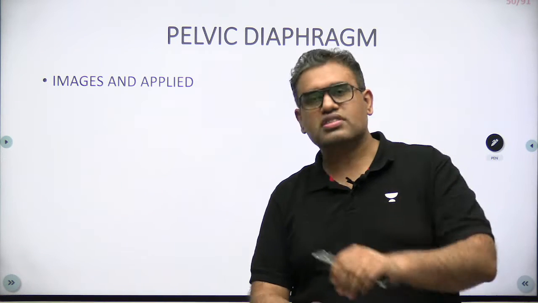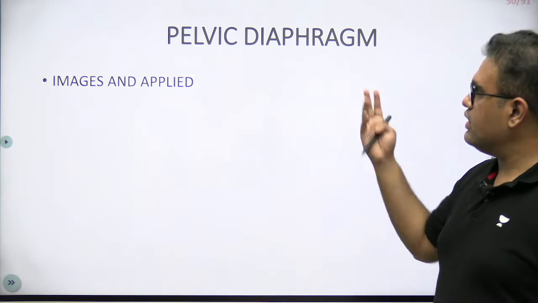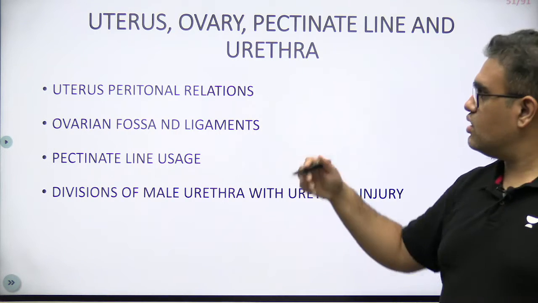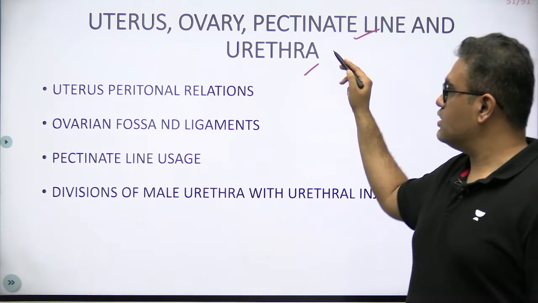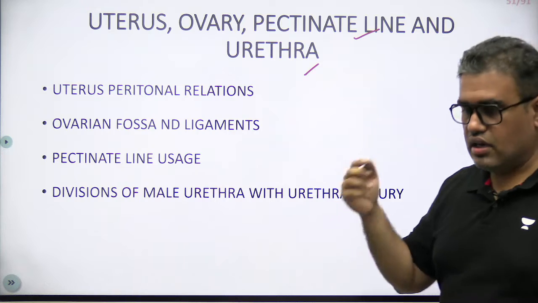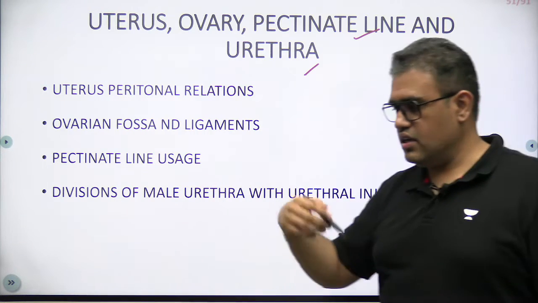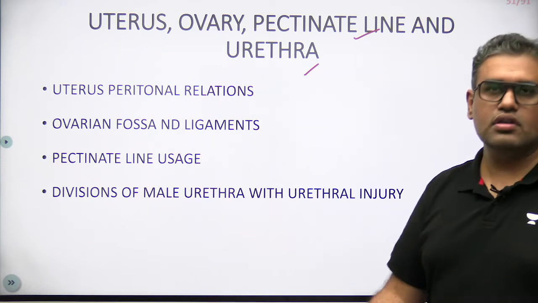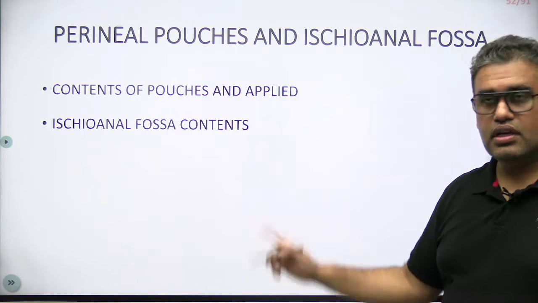So, it is like a closed chamber, and once they contract, they increase the intra-abdominal pressure and all. So, that you will understand as we proceed. Coming to the pelvic structures, there are a lot of organs: uterus, ovary, pectinate line, anal canal, urethra. Each organ has a lot and lot of applied part. So, either you study now, you will study later on when you open up the OBG or the surgery books. So, better is to correlate them. And a few lectures you can see in the previous sessions.